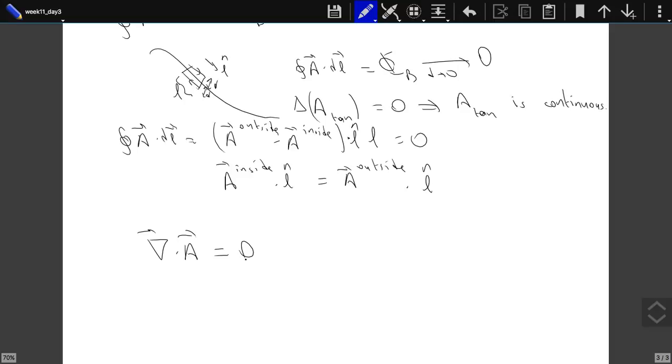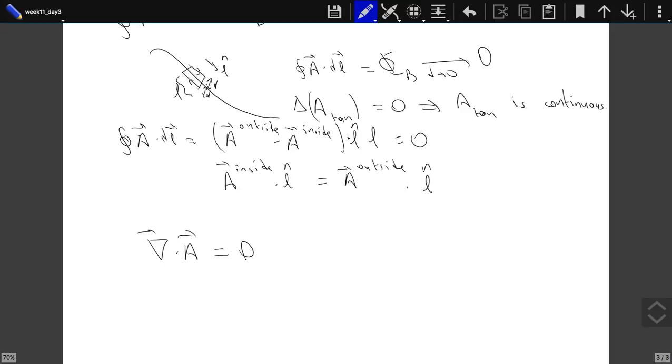Remember, we said that for a given B, there are infinitely many possible choices of vector potential. In order to just pick one of them, we impose the condition that the divergence of the vector field is 0. Well, we know that we can always find such a vector potential.